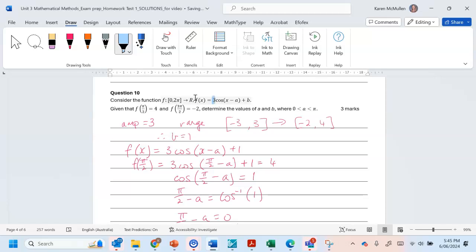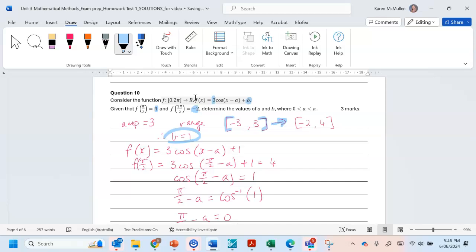And this graph has a maximum at 4 and a minimum at -2. So basically our range has gone from -3 to 3 if we just had a standard 3 cos x, but we've got a translation. So it's now become -2 to 4. So what happened to make it go from -3, 3 to -2, 4? Basically we've had a vertical translation. It's shifted up 1. So that means B is equal to 1.